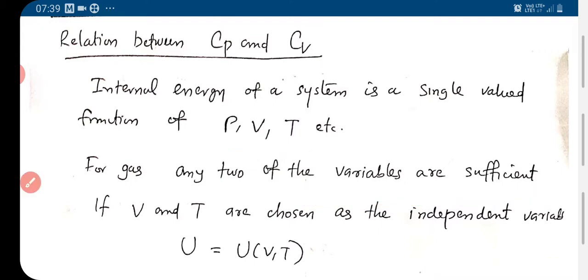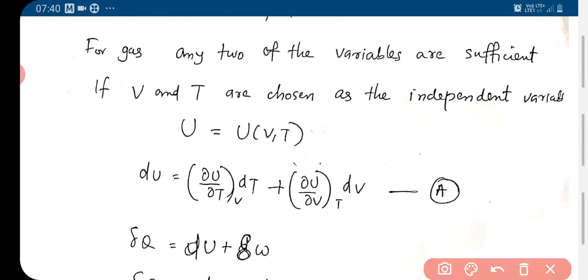So we are choosing volume and temperature as the independent variables. So U is a function of volume and temperature. We are choosing these two variables as independent variables, we have the freedom. Now U, internal energy, is a function of volume and temperature. dU is a perfect differential. So dU is ∂U/∂T dT plus ∂U/∂V dV.